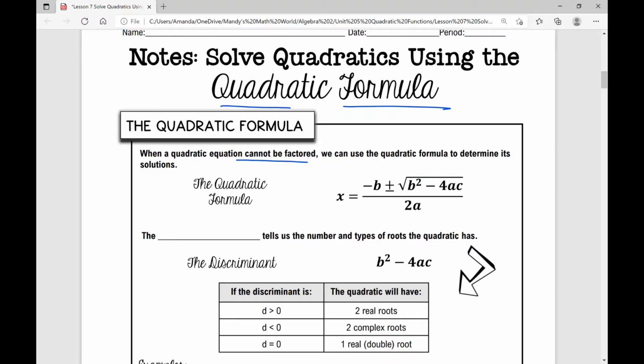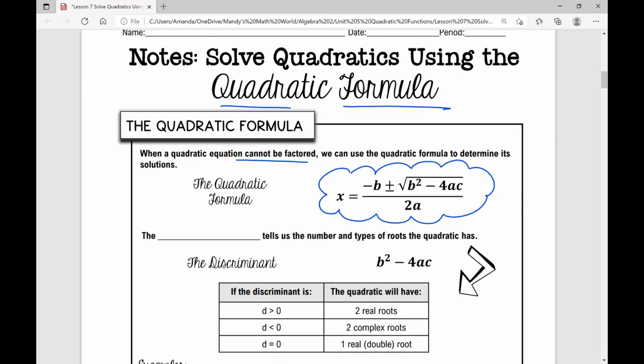The quadratic formula, I learned this handy dandy little song when I was in high school, well over 20 years ago. And we would sing it like this. X equals the opposite of b plus or minus the square root of b squared minus 4ac all over 2a. And that helped me remember the quadratic formula.